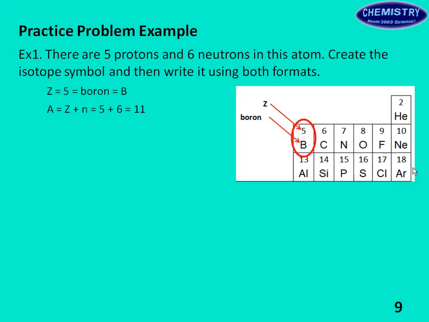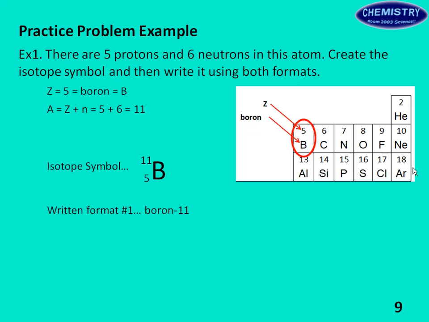Once we have the Z, then we are ready to calculate the A. Recall that A equals the number of protons plus the number of neutrons. So that's 5 plus 6, A equals 11. With the Z, the A, and the element symbol, we are ready to write the isotope symbol. So we see the element symbol, obviously, the Z lower left and the A upper left. And then we're going to write that using both formats.